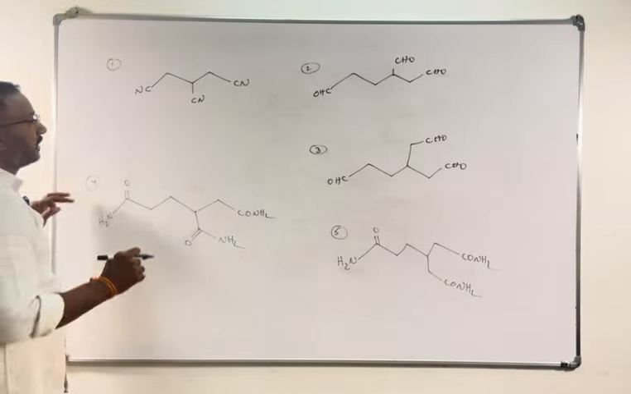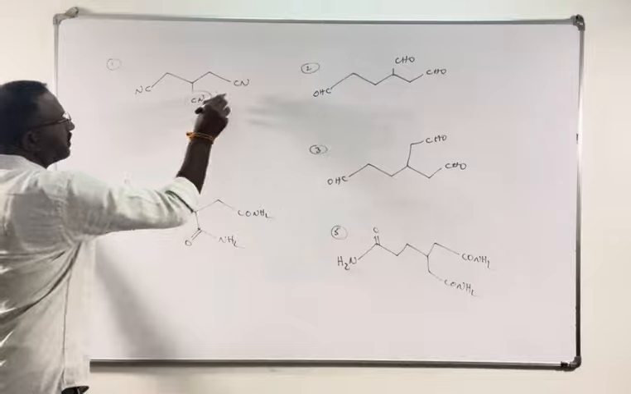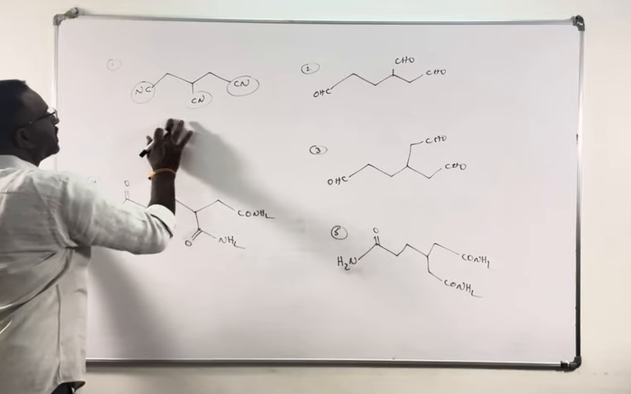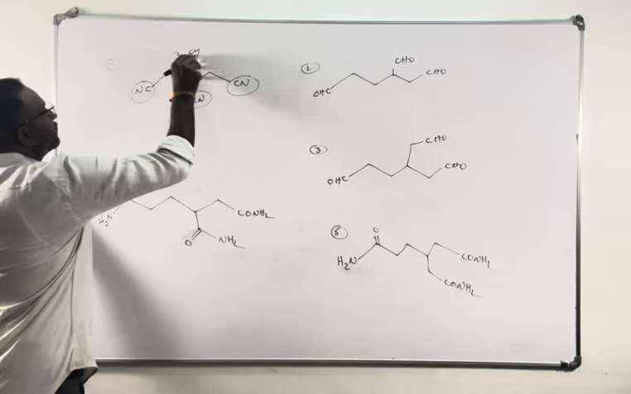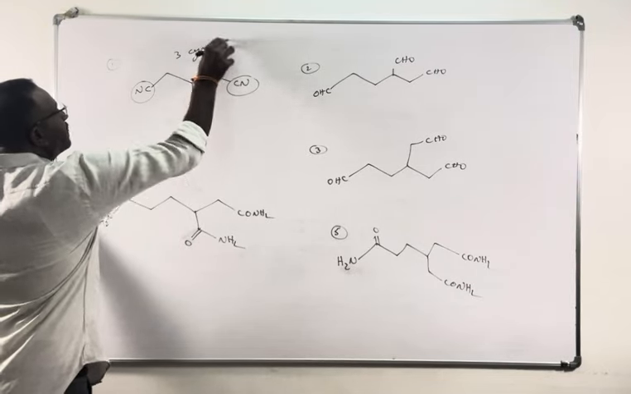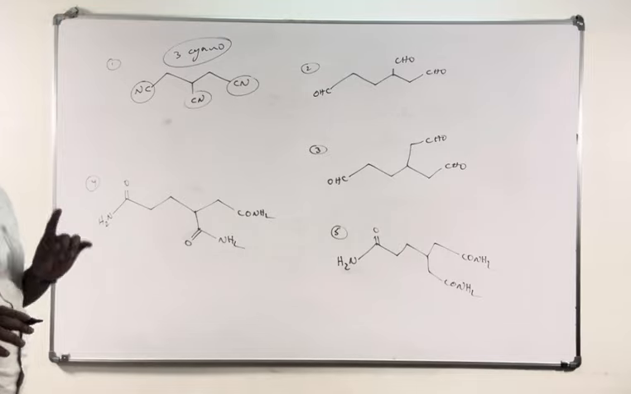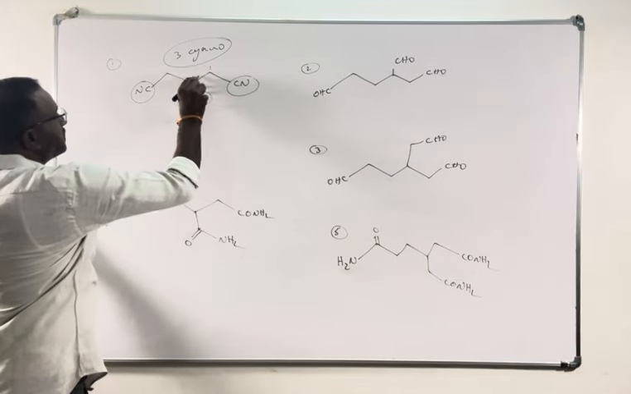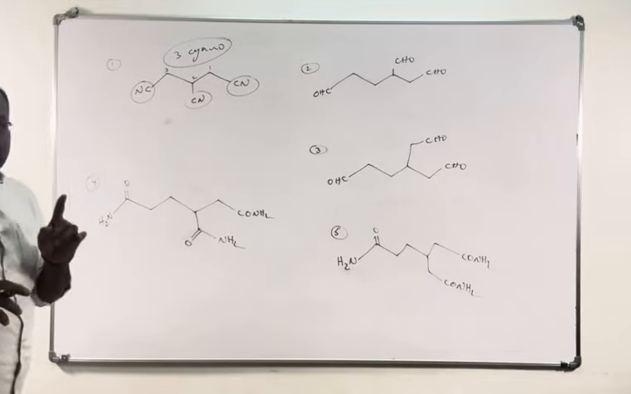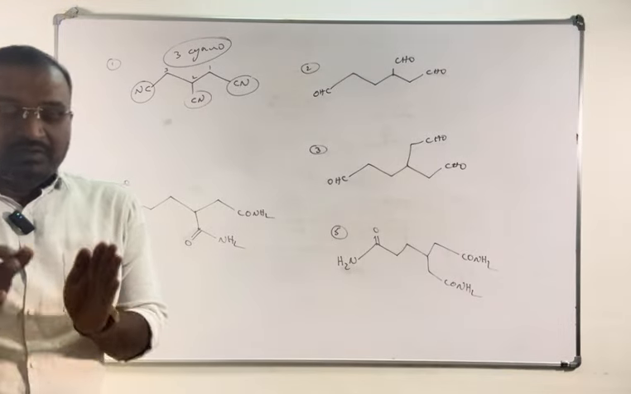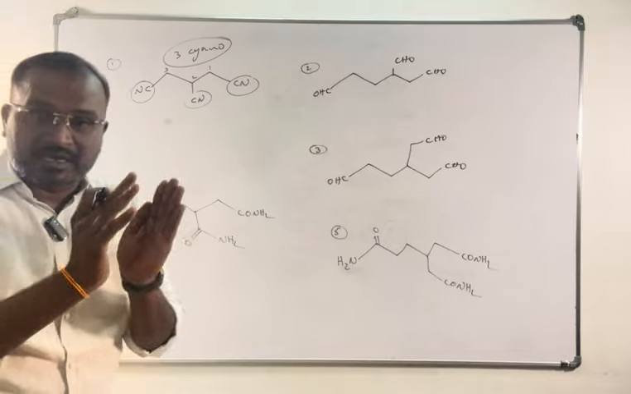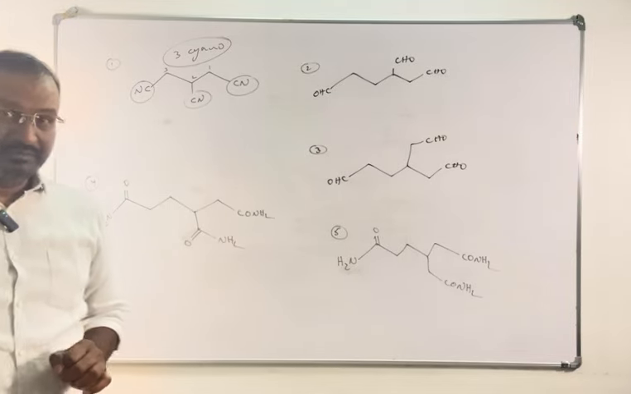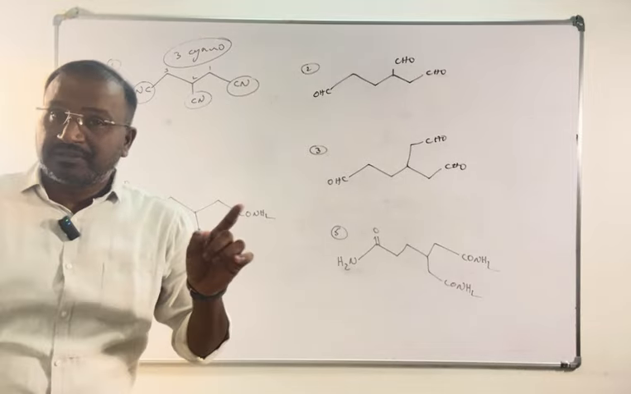First, let me identify the functional group. This is cyano, this is cyano, this is cyano. Three cyano groups are there in this case, located at first, second, third. Actually, when a functional group has carbon, we usually have to start the numbering from that carbon.